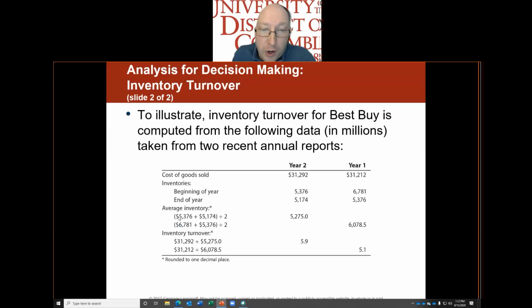Average inventory, as you know, is taking the two components of purchase inventory divided by how many times you purchased that inventory. Or, another way of saying it is you take your beginning balance of the year plus your ending balance of the year divided by 2. That gives you your average.